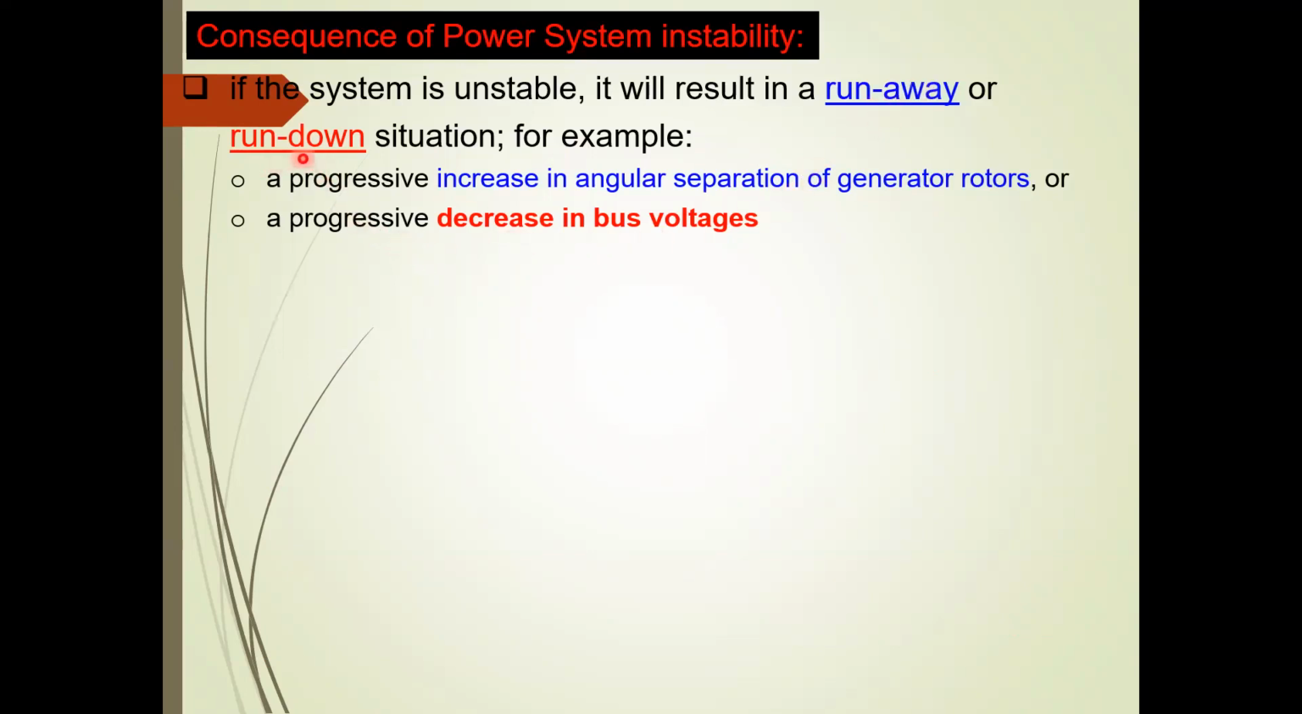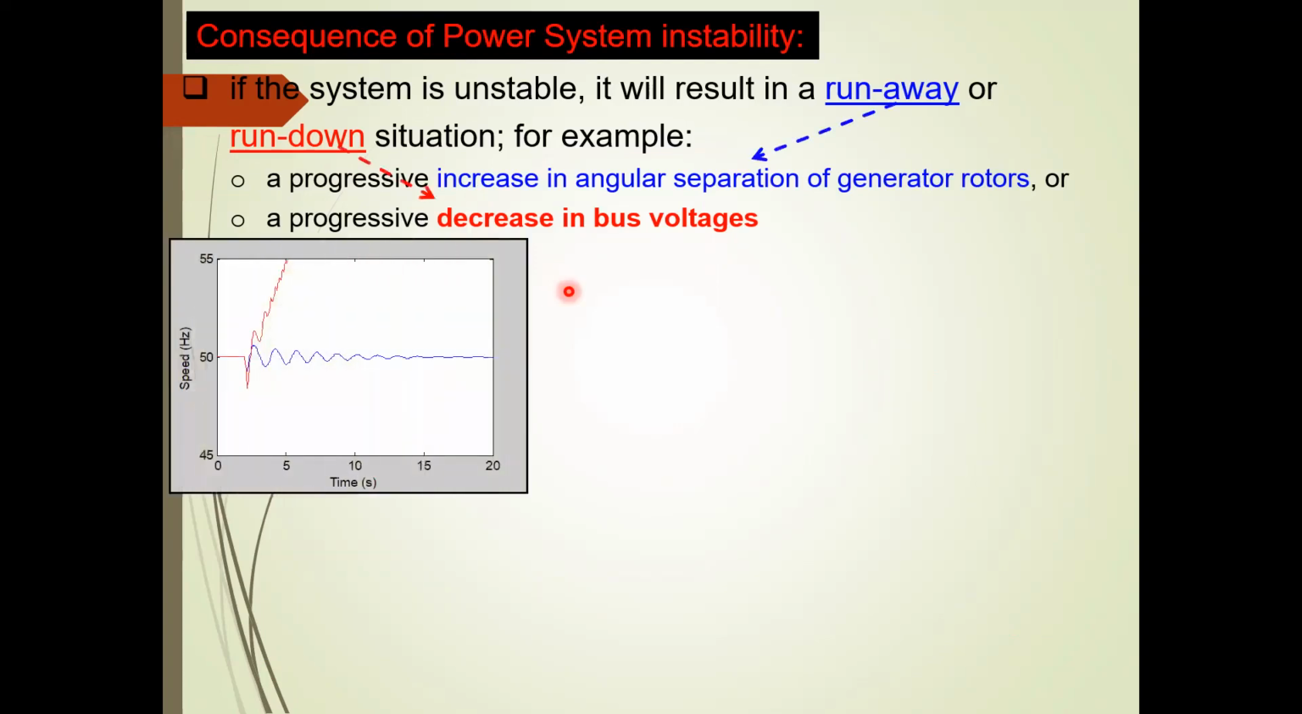Then another one is the rundown situation, a progressive decrease in the bus voltage. So that means, let's say, slowly you have a drop in the voltage. This will be a rundown situation, and it is something like this. Right? So here we have to find the speed or the frequency.